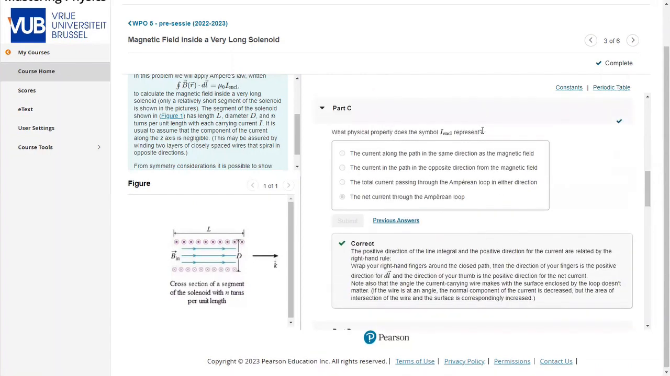The next one, part C. What physical property does the symbol E enclosed represent? This one, because B and L, they don't have to be B and E. So E is basically out of the page, yeah, out of the page, and that's in the page. Out of the page, in the page. So they don't have to, so it's false.